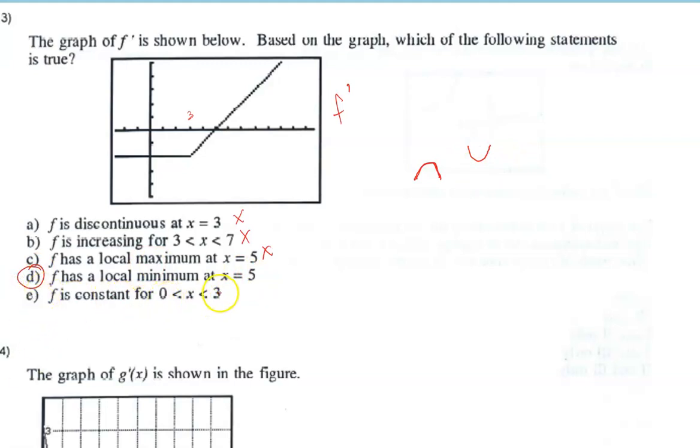F is constant on 0 to 3. F is not constant. A constant graph has a slope of 0, but here, since f prime is equal to -2, that means that f has a slope of -2 on the interval from 0 to 3. So in other words, it has a slope like this, which is not a constant function. It's linear, but is not constant.